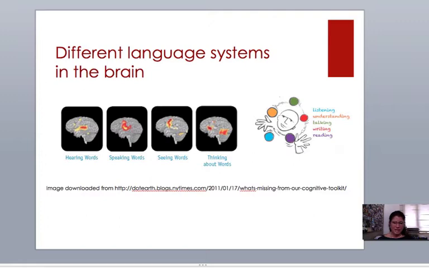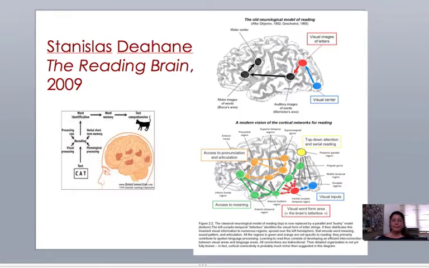So we know that there are different stages, we know there are different things going on, we know that there are different networks getting together to produce language, speech, and then moving on to a bigger stage, which would be reading and writing.